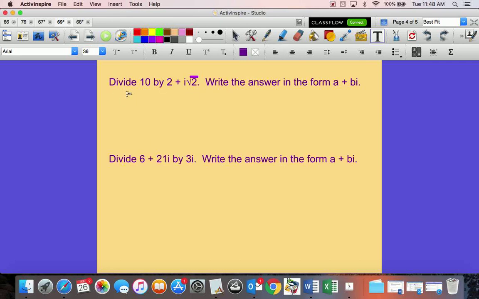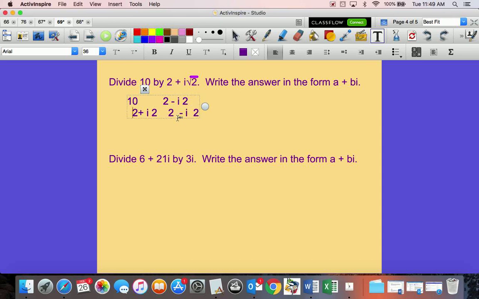All right, last page. We've got 10 divided by 2 plus i square root of 2. So how do we get rid of that? We're going to have to multiply by the conjugate. So we're going to multiply both top and bottom by 2 minus i square root of 2, and I can't type in that square root sign, so you're just going to have to pretend that that's there. But we take top and bottom times that.